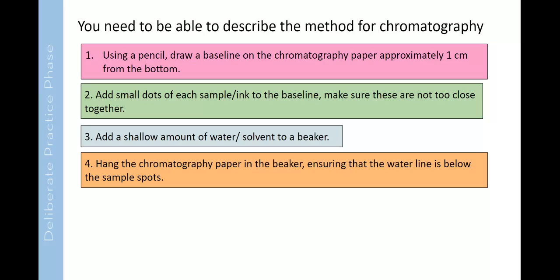Now, normally in school we'd use a splint. We'd fold the top of the chromatography paper over the splint so we can hang it into the glass. So what I would suggest you do for this is you use your pencil. So fold the top part of your chromatography paper over the pencil so that you can hang it into the glass and the pencil can sit across the top of the glass.